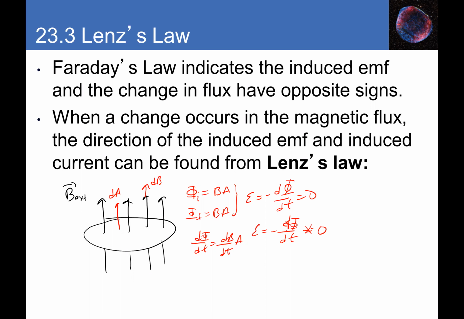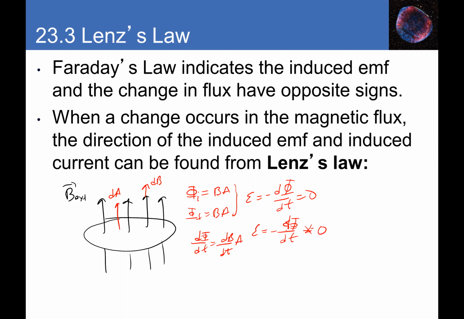Now the loop does not like the change and is going to try to fight it. So what is it going to try to do? It's going to try to change the flux back to its original value. Flux is increasing, so its goal will be to decrease the flux, so it will go back to the same original value. You can think of it like an equilibrium: you're changing the equilibrium, and the loop is trying to fight it.